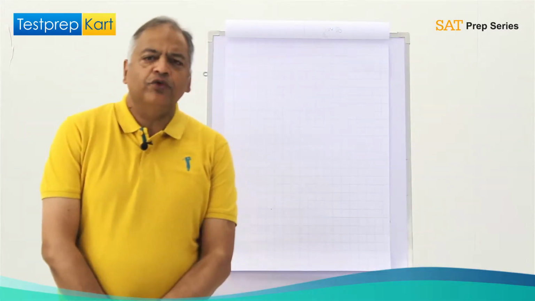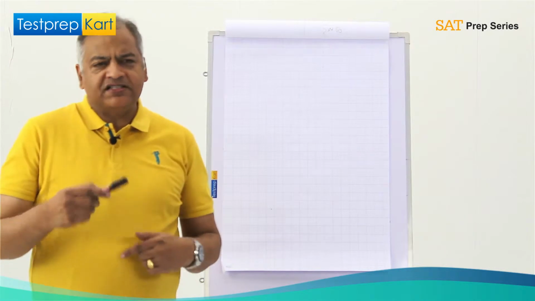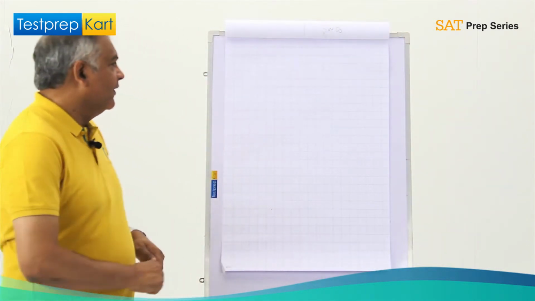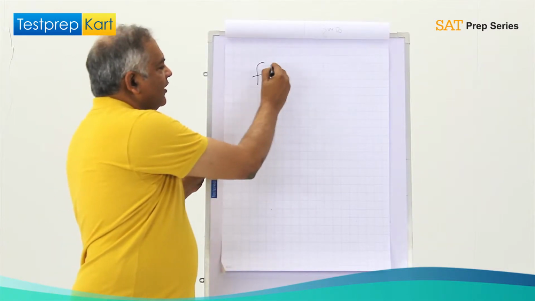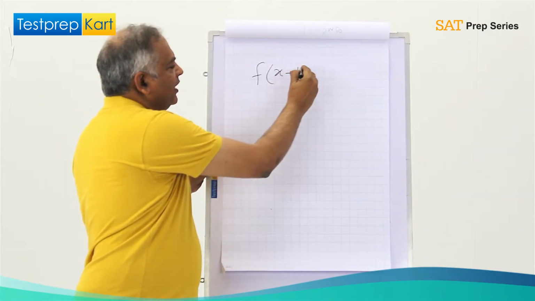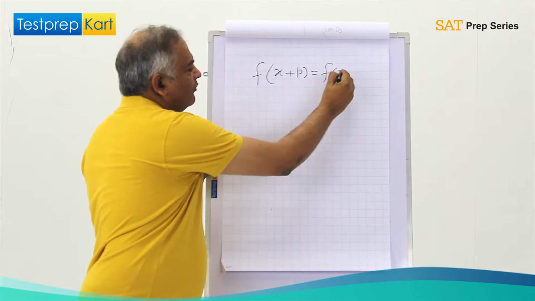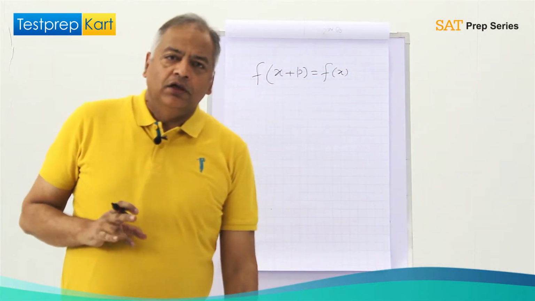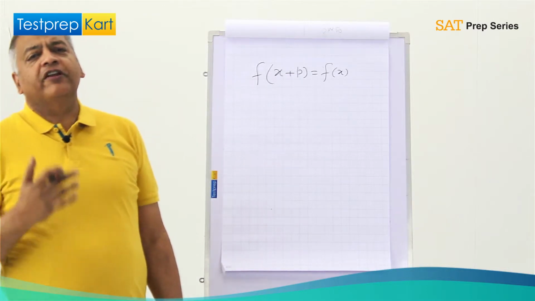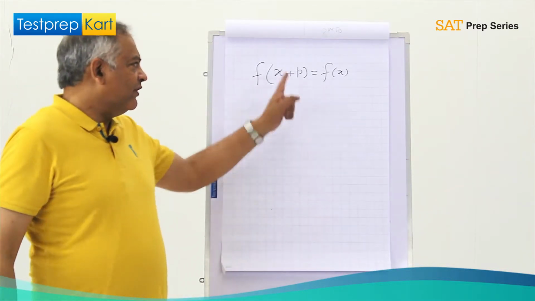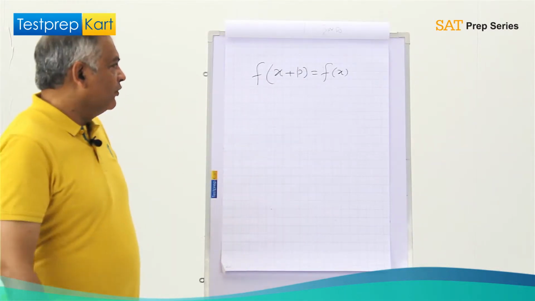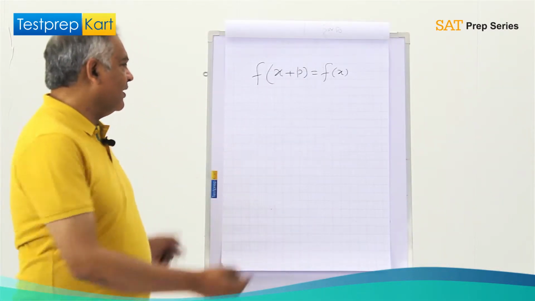Periodic functions are those functions which repeat after a certain value. That is, I can say that if f of x plus p is equal to f of x, then it is a periodic function. Now the least positive value of p where f of x plus p is f of x is called the period of the function. So let's take one example again.